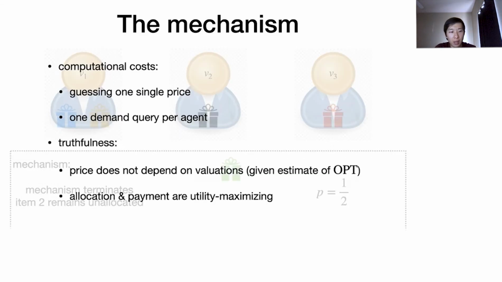There are some useful observations from this procedure. First, it's computationally efficient because the only computational costs are from guessing one single price and making one demand query per agent. Also the mechanism is truthful because, first, the price doesn't depend on valuations, so no matter what agents report, they cannot affect the price. And second, the allocation and payment are utility maximizing. They perfectly align with the demand query. So there's no reason for agents to lie because we are maximizing their utility for them.